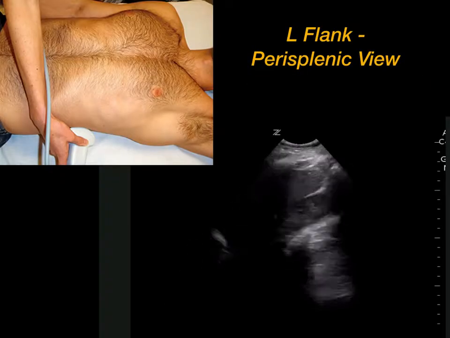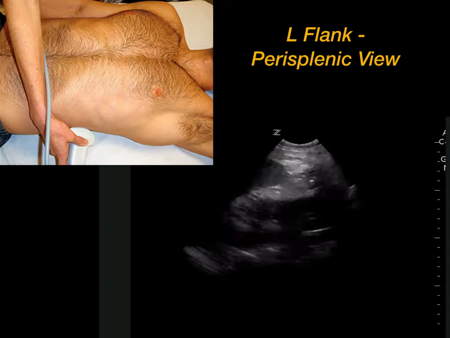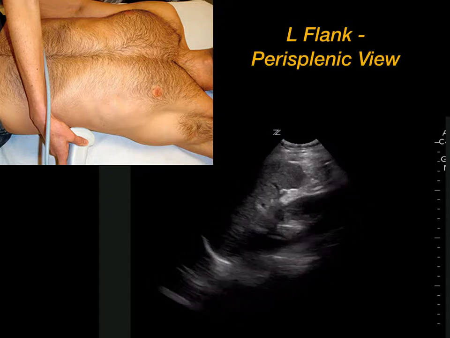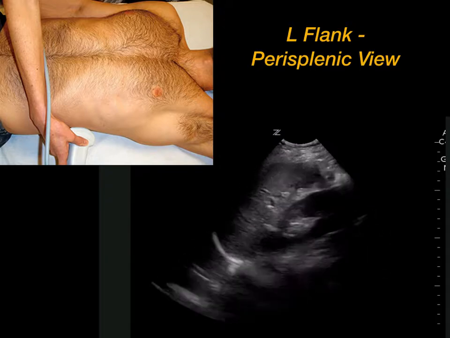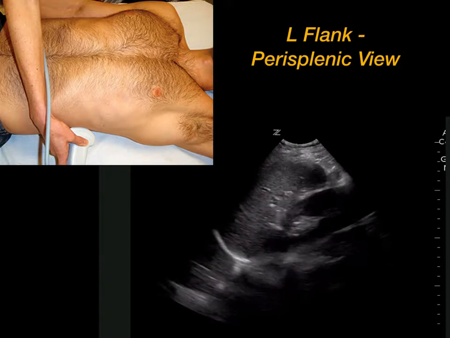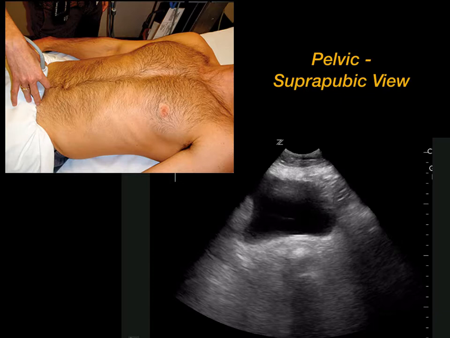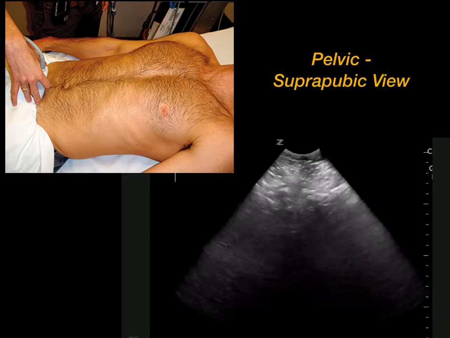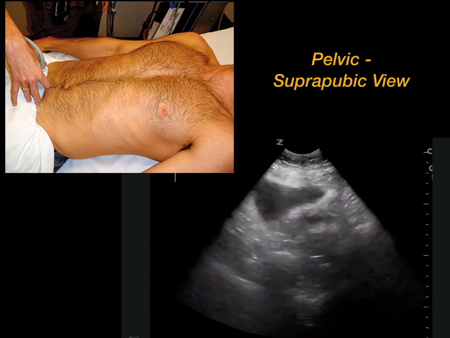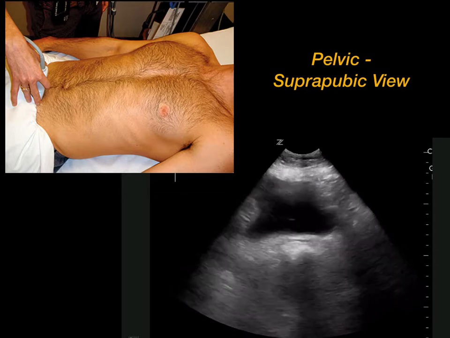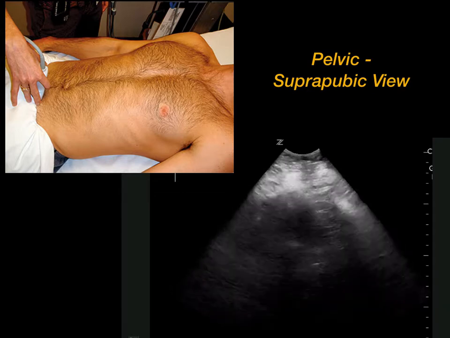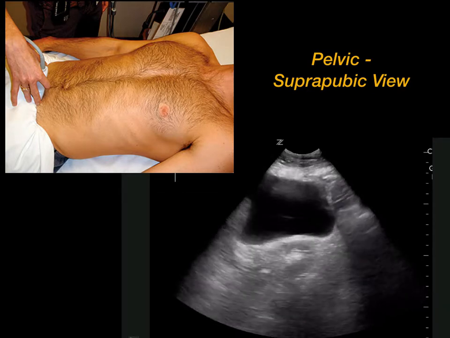Here is the left flank, or perisplenic view, with the slide demonstrating appropriate ultrasound placement near the posterior mid-axillary line, and the spleen and kidney in view. Here is a pelvic or suprapubic view with the appropriate placement of the ultrasound probe demonstrated as pointing towards the urinary bladder. This is a normal scan, but you would inspect for free fluid outside of the bladder in the setting of trauma.